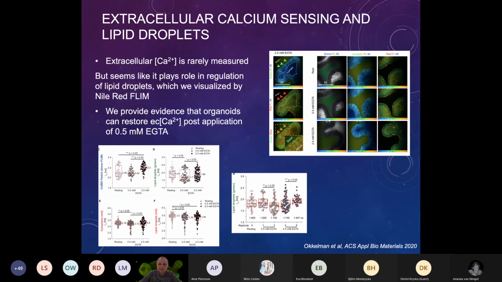I think it's a very nice proof of concept work showing the potential significance of the correlation between lipid droplet metabolism and calcium. On the other hand, we're going to use this collagen binding domain for designing pH and glucose biosensors, sensing pools of these analytes in proximity of the organoids.